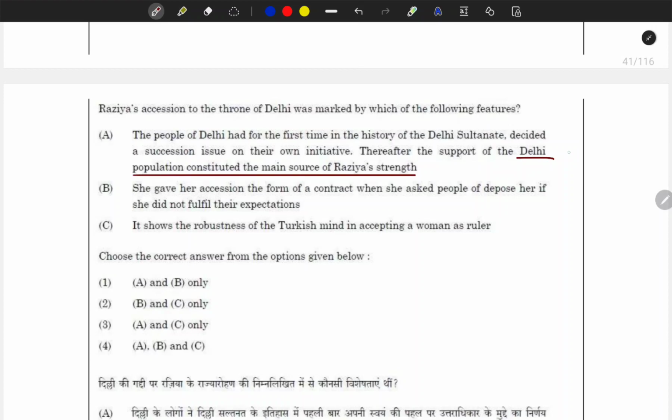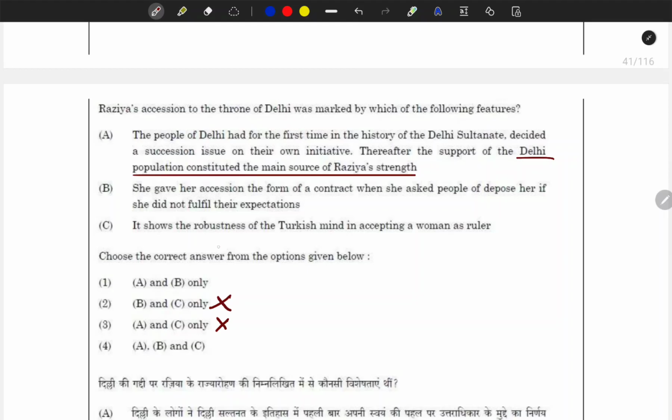So for me this statement is correct because she was supported by the people from Delhi. Okay, so let's come back to the options. If I include statement 1, I can eliminate one option. Next, she gave her accession the form of a contract when she asked the people to dispose her if she did not fulfill their expectations. This is also true. So for me, B should also be there, so I can eliminate this option as well.